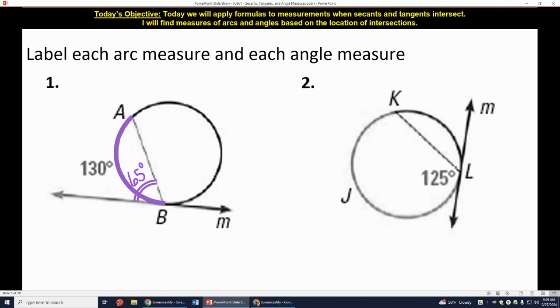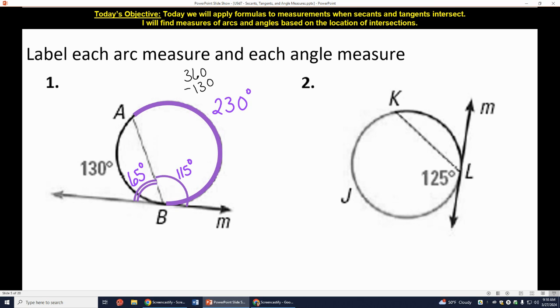So then to find the other arc and the other angle, I can use either supplementary angles for the linear pair, or I can use the whole circle's 360. That's the method I'm going to choose. This whole circle is 360. I've used 130 for the left side, the minor arc, so I'm going to subtract and find the other arc is 230 degrees. The angle that corresponds to that arc will be half of 230 degrees, which is 115 degrees.